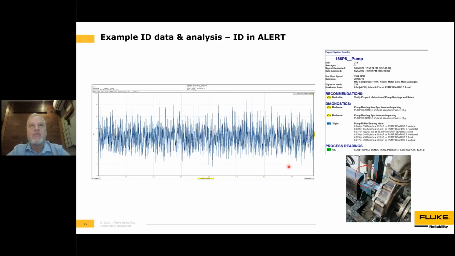So this is just some example data. I know you probably can't read it here, but I can't quite read the max value either; it's around 20 Gs worth of impacting measured. And again, this is your 0.7 seconds worth of time data that's measured and transmitted through our wireless sensor of just raw high frequency data. And it does give us a diagnostic here of non-synchronous impacting. And in this case, it was a pump, and that bearing was in fact failing and was subsequently replaced.